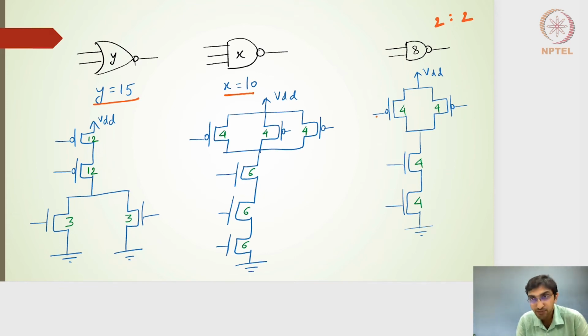And both the inputs for this particular gate are symmetric. So that means that both the inputs are seeing the same capacitance. So both the transistors on the PMOS and both the transistors on the NMOS will see the same width of 4.